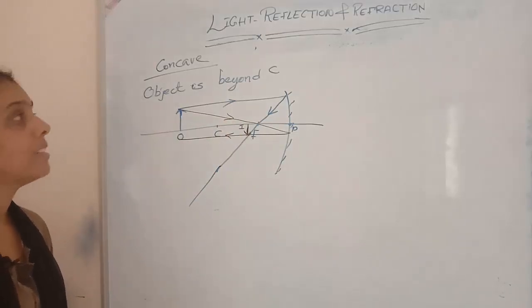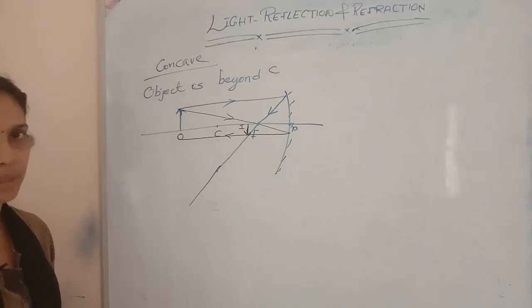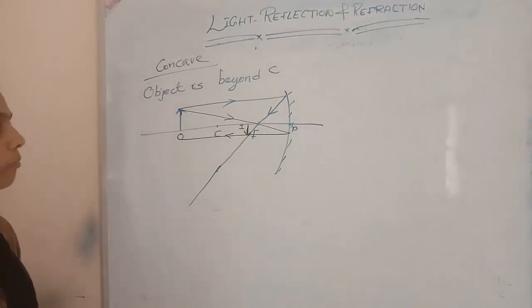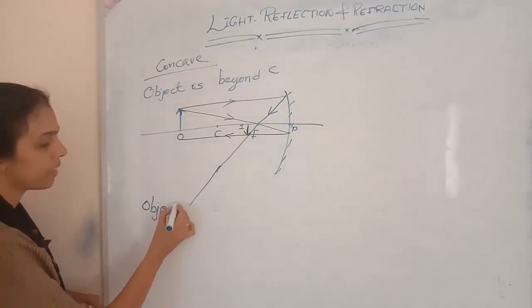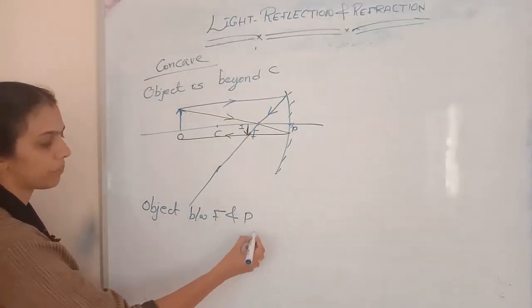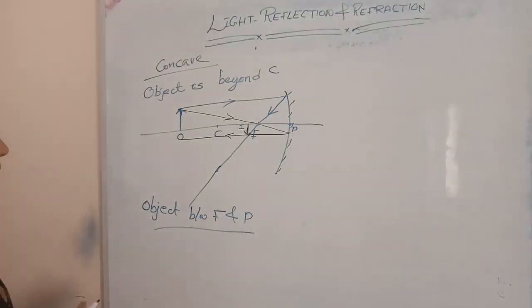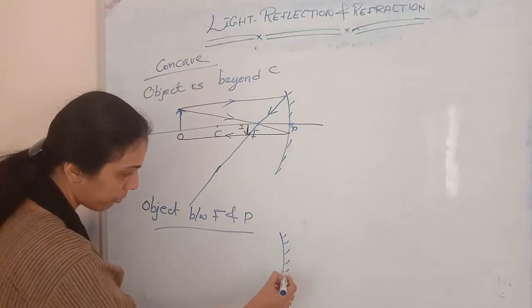Okay, clear? So now I will show you how to find a virtual image in the case of a concave mirror. If I keep the object between F and P. Okay, so here I am taking a concave mirror.